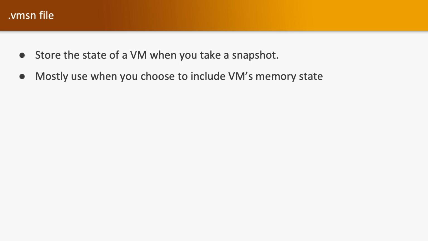.vmsn file. It stores the state of a virtual machine when you take a snapshot, and it is mostly used when you choose to include the virtual machine memory state. If you are not selecting that option, the default size will be 32 GB. If you select the virtual machine memory state, the size will be larger.